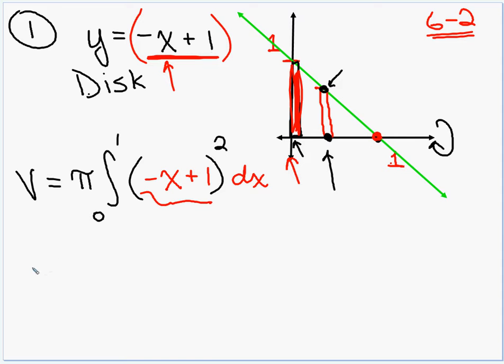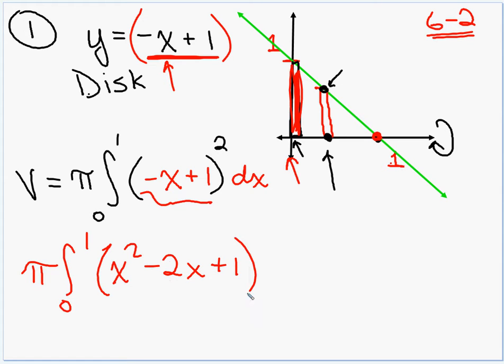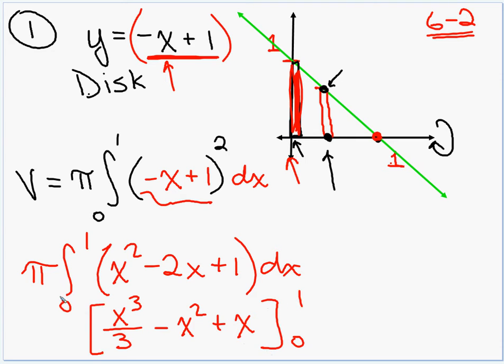So from here on out, we're going to still do a little algebra before we do some calculus. We are going to have to FOIL this out. When we FOIL, that will be a positive x squared minus 2x plus 1 dx. And now we're ready to anti-derive. So that'll be x cubed over 3 minus 2x squared over 2, or just an x squared, plus 1x. We will evaluate that with the fundamental theorem from 0 to 1. And remember, we got a pi out here as a constant multiple.